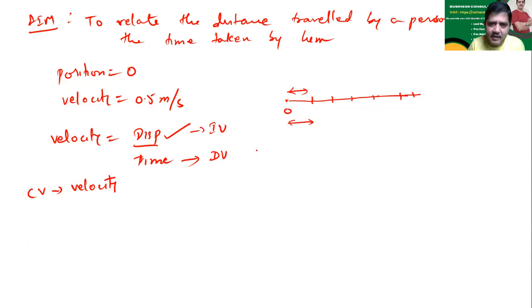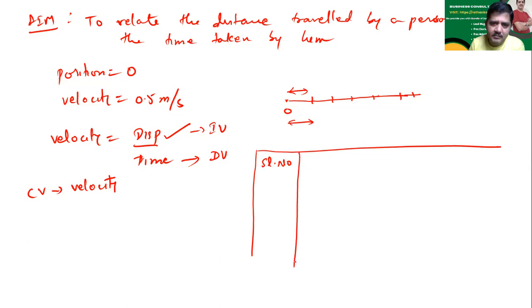Now let us draw a tabular column. What should the tabular column contain? First is the SL number. Every experiment will begin with an SL number. Then what do you have? Independent variable. What is your independent variable? Displacement. Unit, it should be in centimeter, right? The moment you write the variable, you have to write the unit immediately.